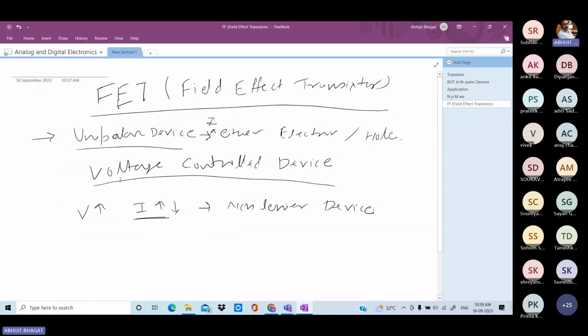Now, why is it voltage controlled? Because in case of FET, your input voltage controls the output voltage or output signal. So your input voltage controls the output voltage. So it is the voltage control device. Just opposite to the previous one.